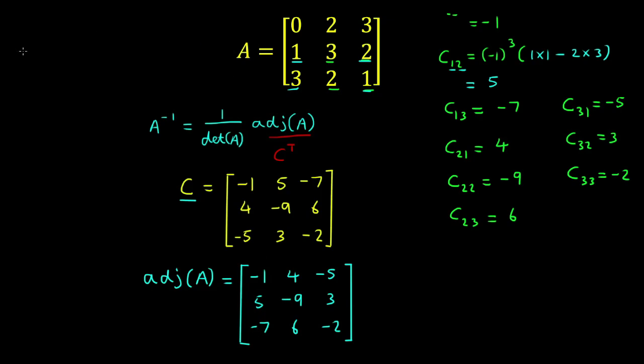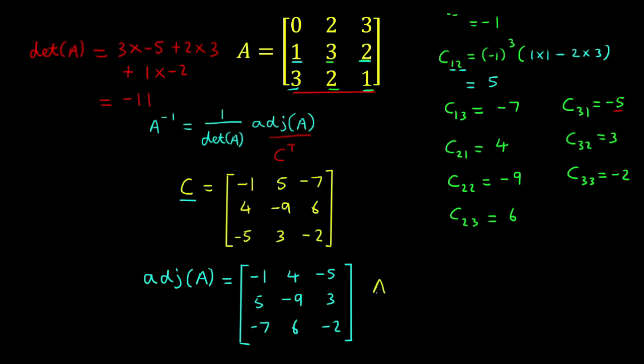Now the determinant of matrix A is the sum of the products of the entries in a row or column of this matrix by its corresponding cofactors. So let's suppose we use row 3. Then we have 3 by negative 5 plus 2 by 3 and plus 1 by minus 2. So that gives minus 15 plus 6 is minus 9, minus 2 is minus 11.